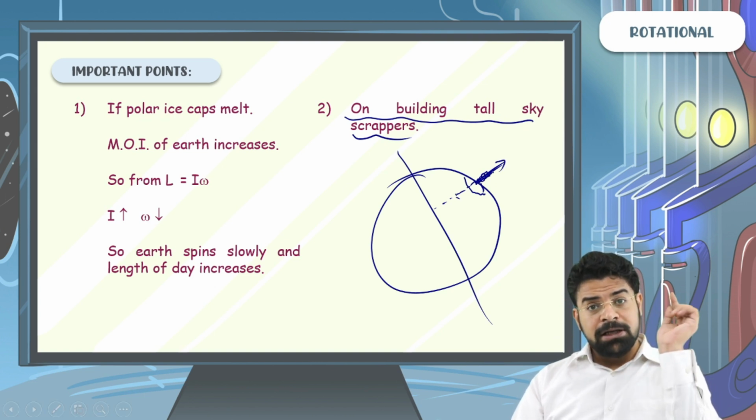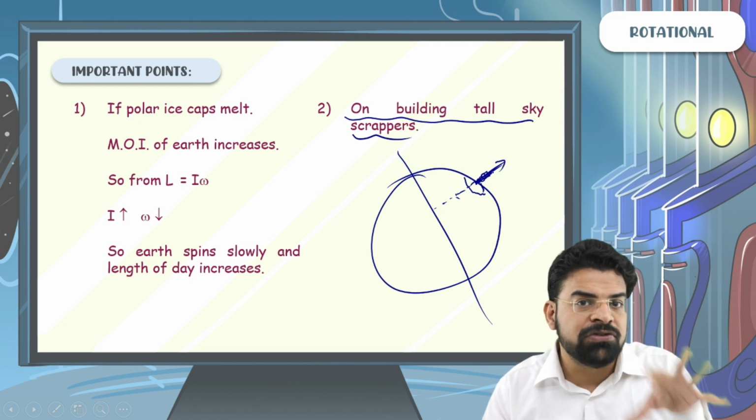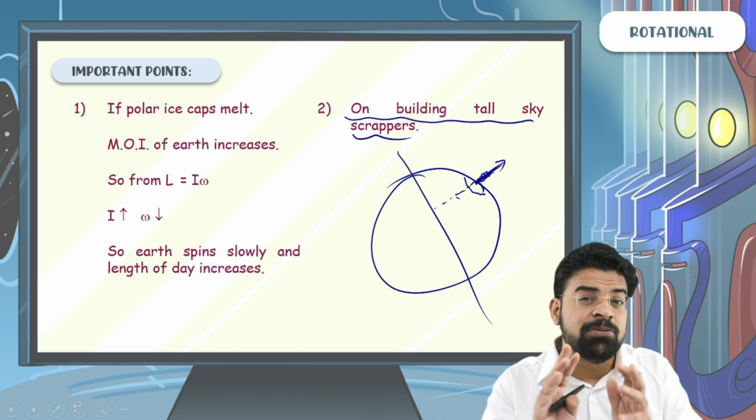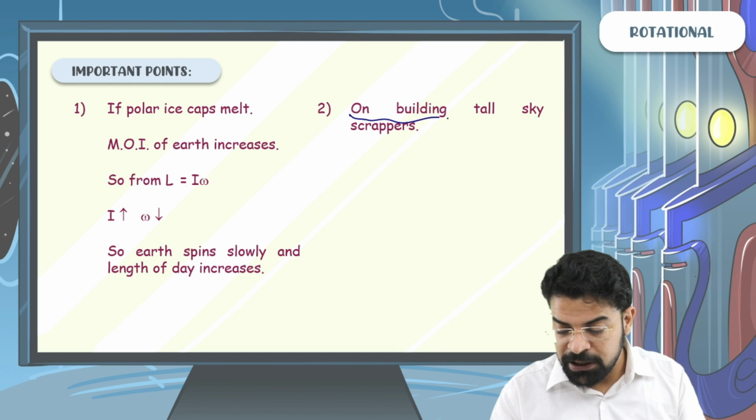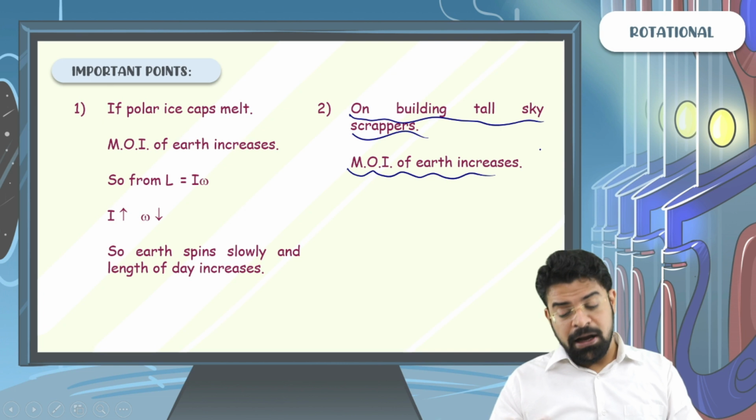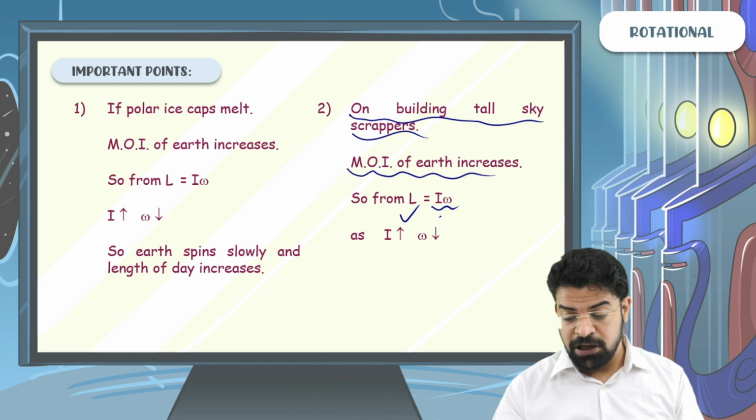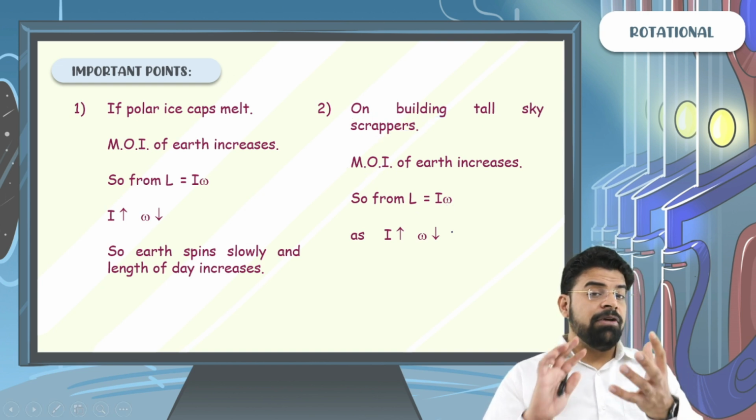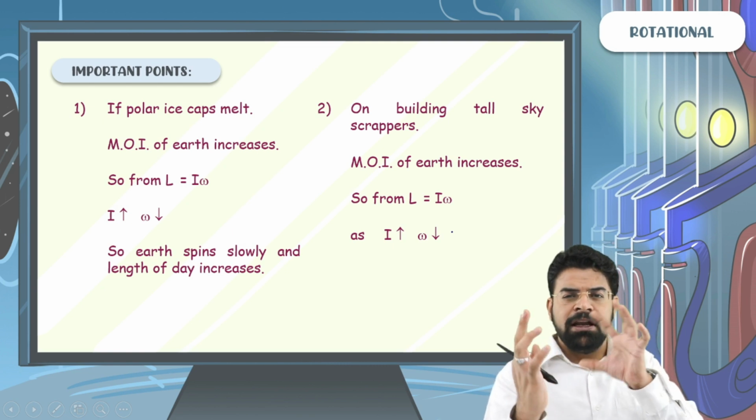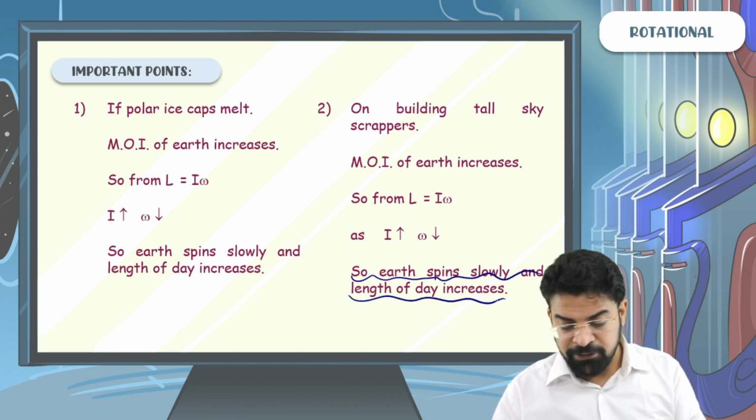As you move the mass away from the axis, are you increasing or decreasing the moment of inertia of Earth as we construct a building? We are increasing the moment of inertia, since mass is moving away from the axis. So on building tall skyscrapers, the moment of inertia of Earth increases. Again from L equals I omega, as the moment of inertia increases, omega will decrease, and the Earth will start spinning slowly. As the omega of Earth decreases, the length of the day will increase. So the Earth spins slowly and the length of the day will increase.